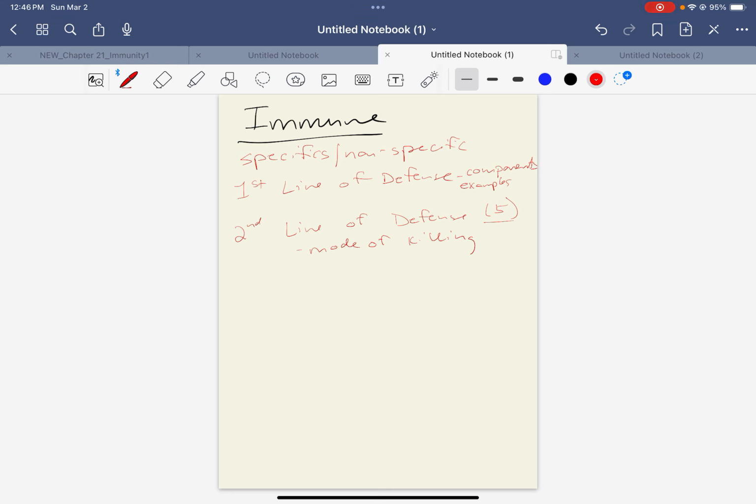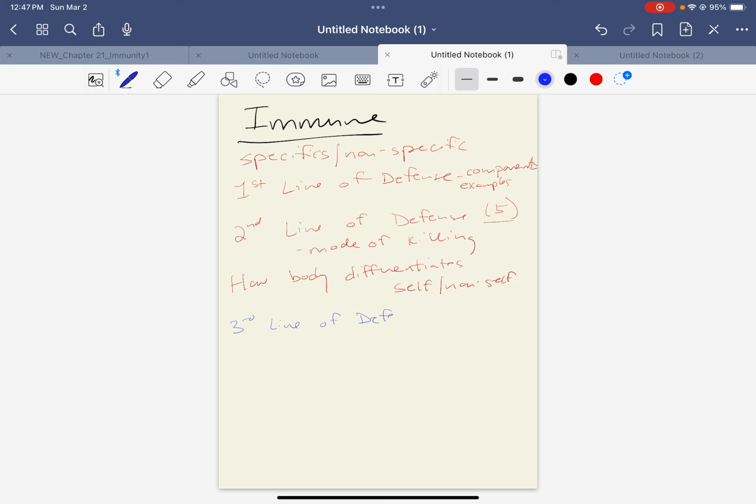We talked about ways in which the body can differentiate self from non-self. How the body differentiates self from non-self. We talked about 2 ways, the opsonins and the MHC proteins, be able to give a basic definition of those. I'm going to switch color just for the fun of it. We talked about the 3rd line of defense.